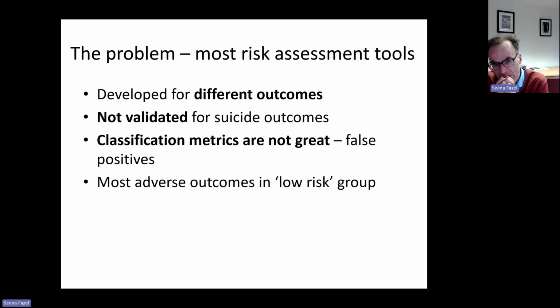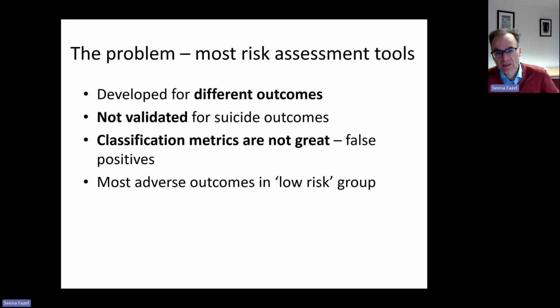We've got different tools. They're often developed for different outcomes. In forensic mental health, they're mostly developed for crime outcomes, which is sort of okay. But if you look at suicide research, and I mentioned here the suicide tools, they're not validated for suicide outcomes. They're often checklists, like a depression rating scale, but they're used and I think misused for suicide outcomes.